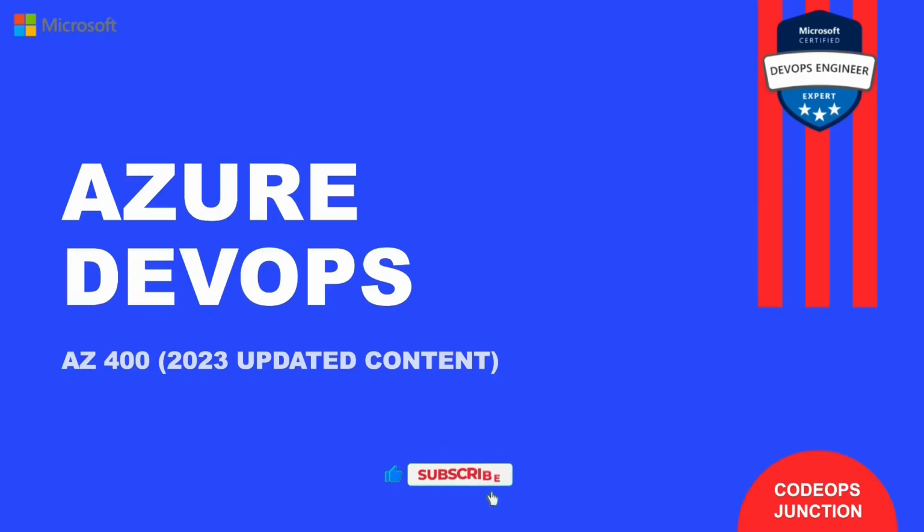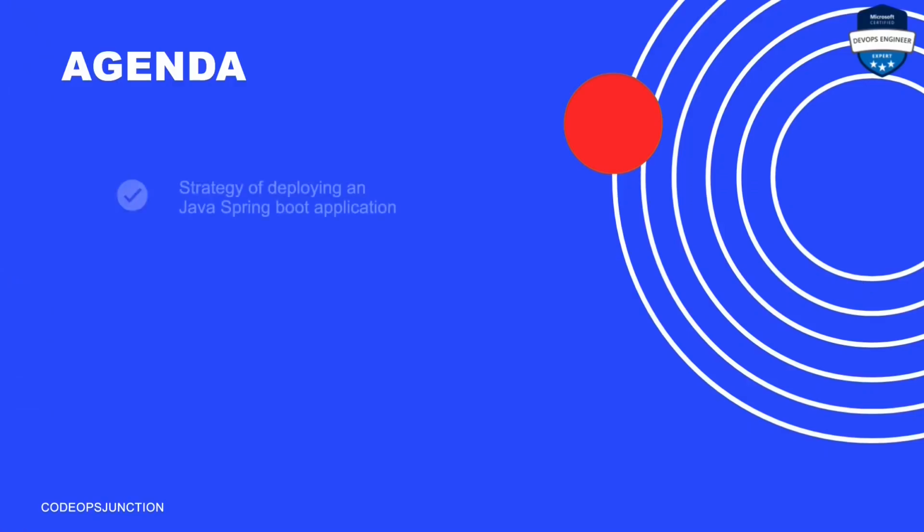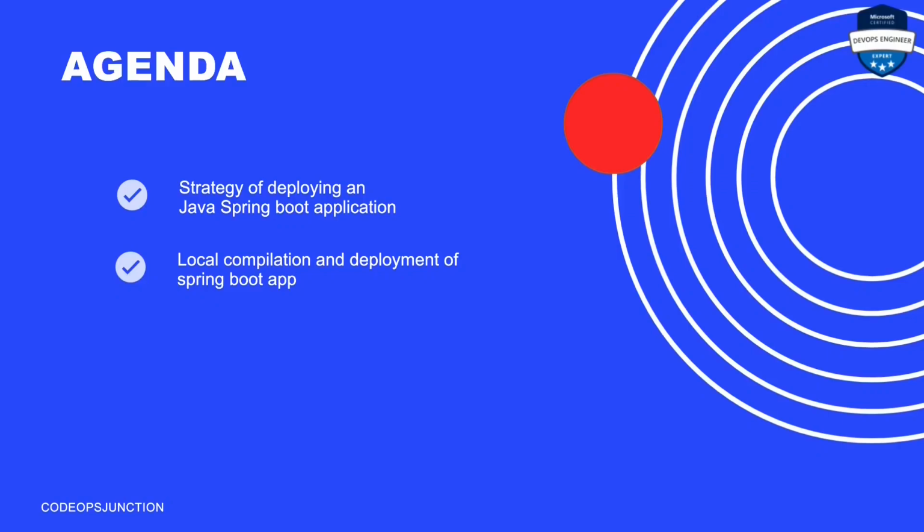So previously we have seen how we deployed a React.js application using Azure pipelines to an Azure app service. Now in today's video we will see how we can compile a Spring Boot application and deploy it using Azure pipelines. So first, today's agenda. First we will see the strategy of deploying a Java Spring Boot application. Second, we will see local compilation and deployment of a Spring Boot application. At last, we will see Azure Pipelines compilation and deployment of a Spring Boot app.